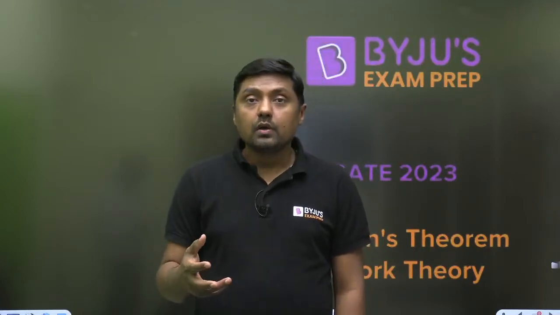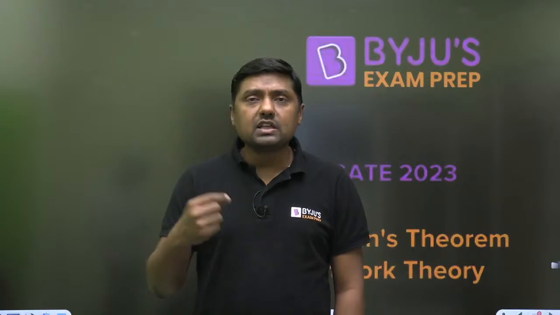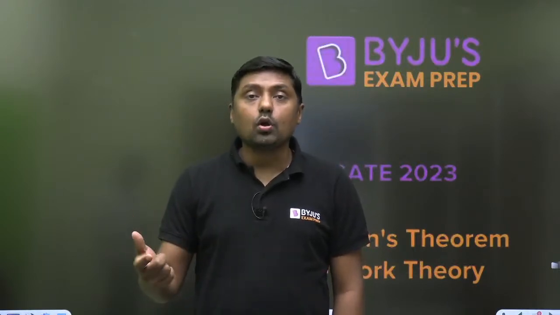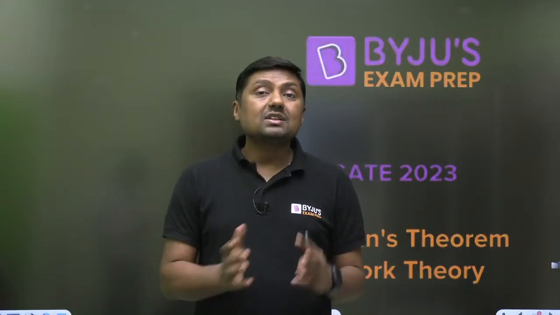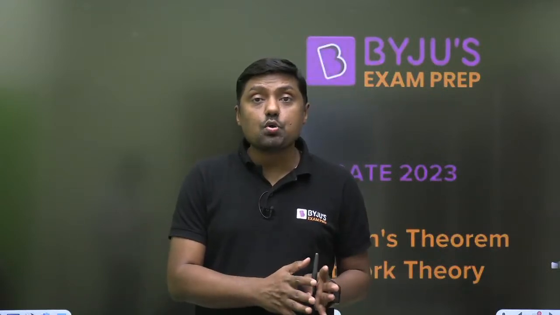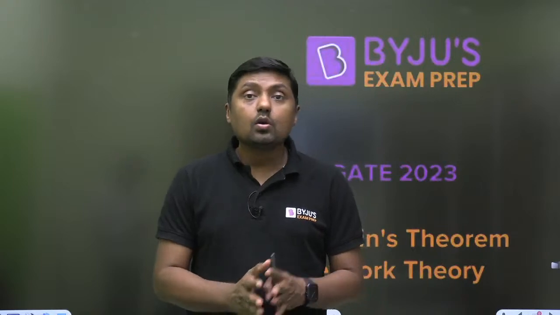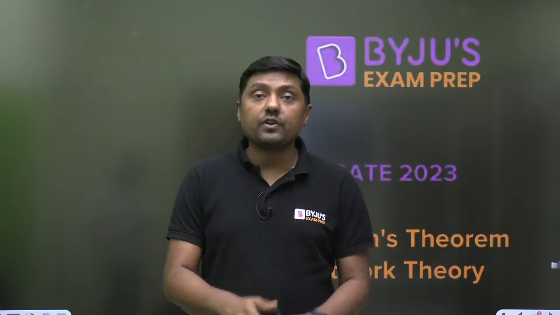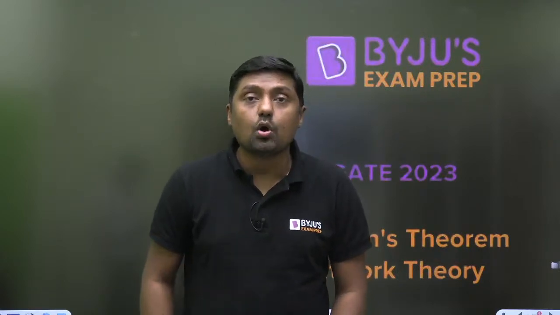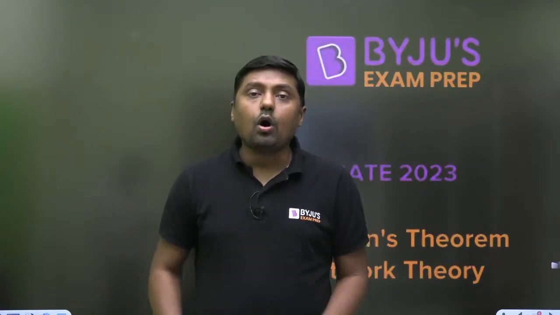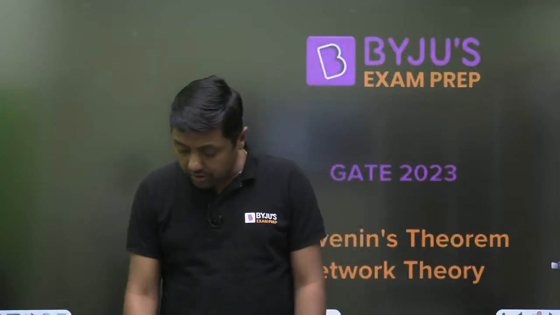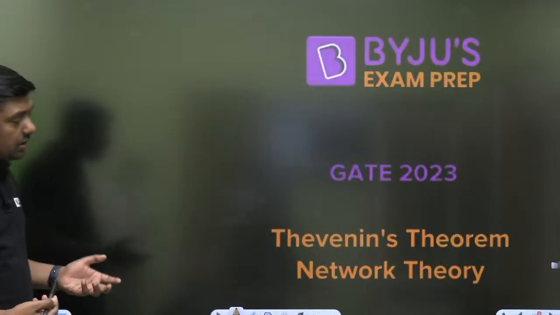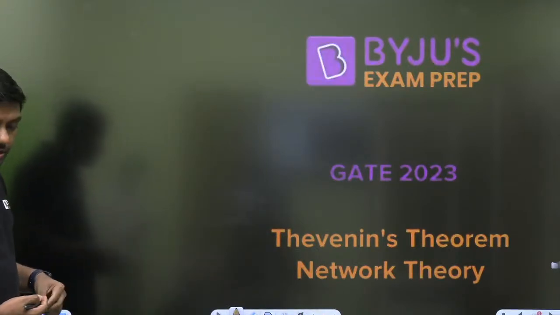Analog also. For example, find the Thevenin's equivalent of BJT, common emitter, common collector or common base configuration. Thevenin's equivalent or Norton's equivalent of FET, common source, common drain, common gate configuration. We have to find the Norton's or Thevenin's equivalent of all these configurations. Okay, so we are going to get the idea about this topic, that is Thevenin's and Norton's theorem.